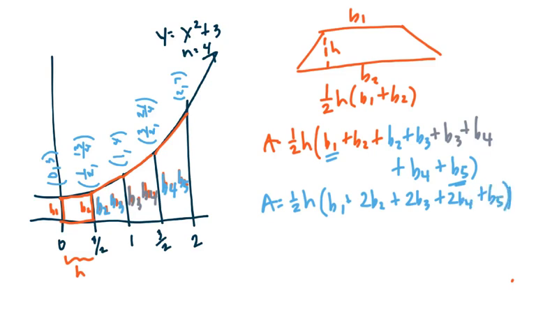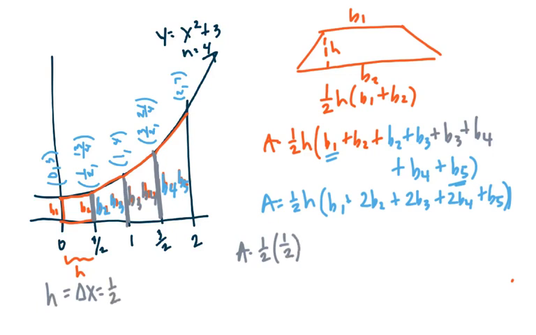So what we're saying here is that base 2 is counted twice because it's in both the trapezoid before it and the trapezoid after. Base 3 is in there twice because of the trapezoid before and the trapezoid after. And base 4 is in there twice because of the trapezoid before and after. So when we do the math here, we say 1/2 height, and the height here is still our delta x, which is 1/2. So we have 1/2.